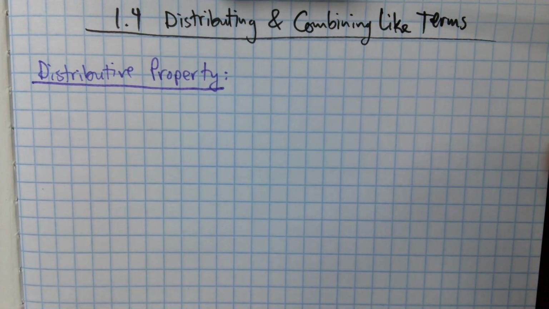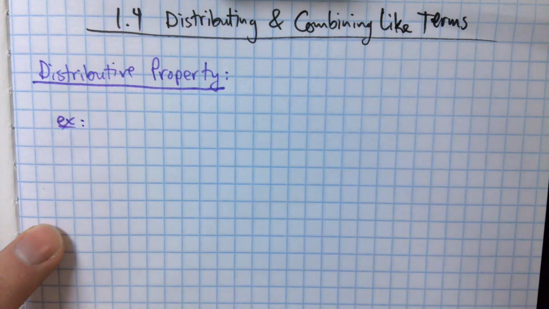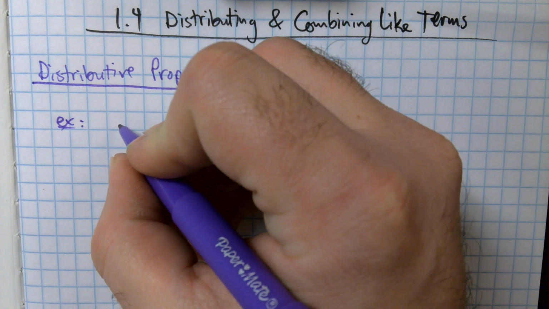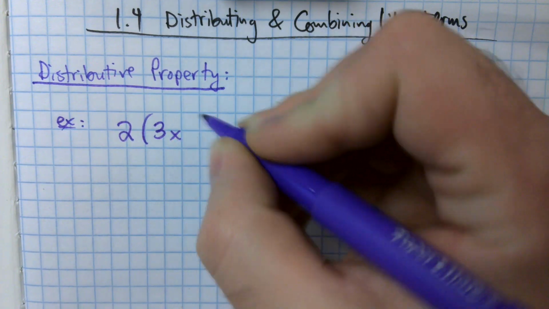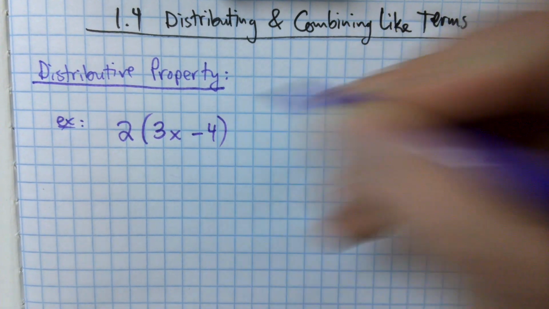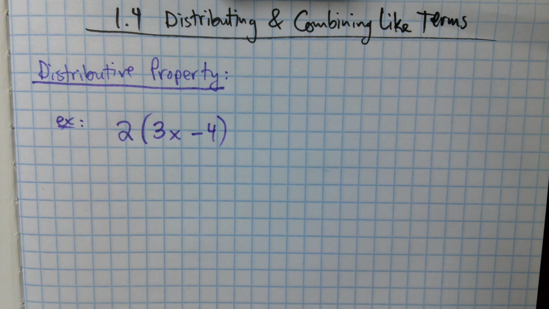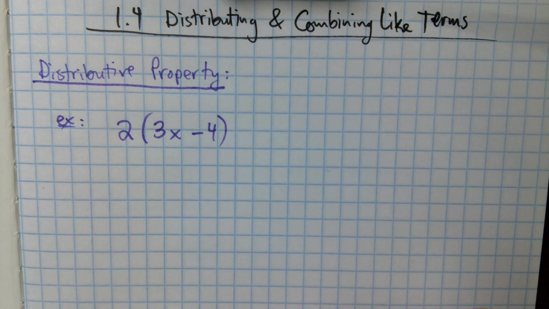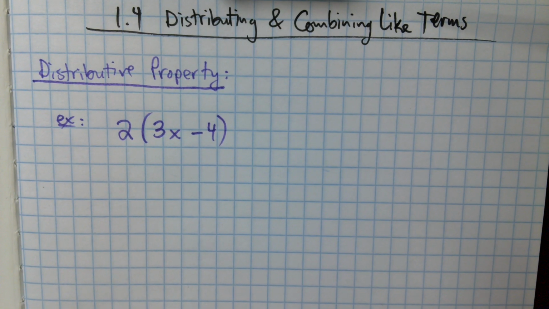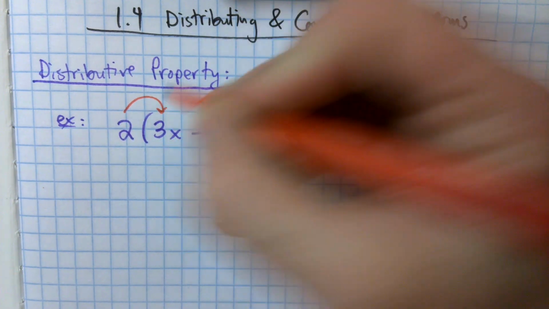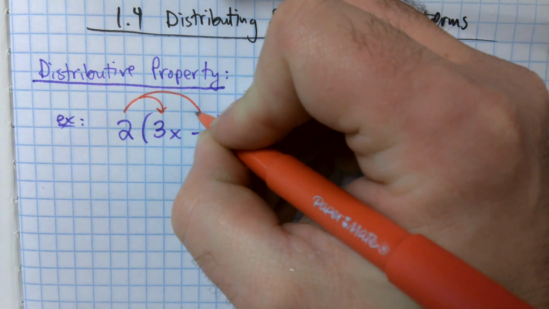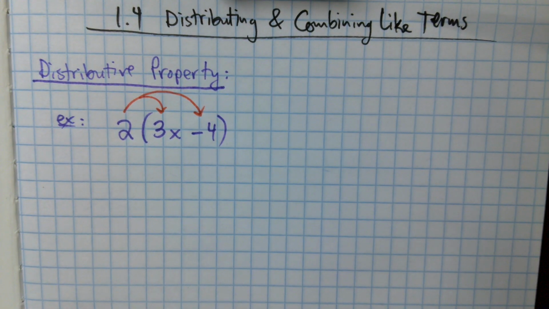Distributive property. We'll just go right into an example. If I have 2 times the quantity of 3x minus 4, I'm going to distribute. I'm going to take the 2 and multiply it by all the terms inside my parentheses.